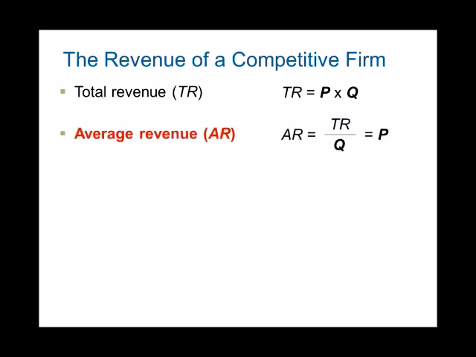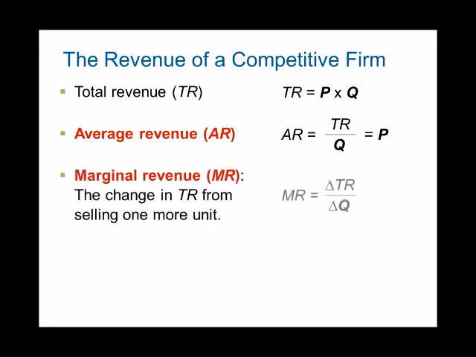The revenue of a firm is total revenue, which is price times quantity. Average revenue is the revenue per unit. So if total revenue is price times quantity and we divide it by quantity, we just get price. Marginal revenue, which is a new concept that we're going to learn in this chapter, is the change in total revenue from selling one extra unit.